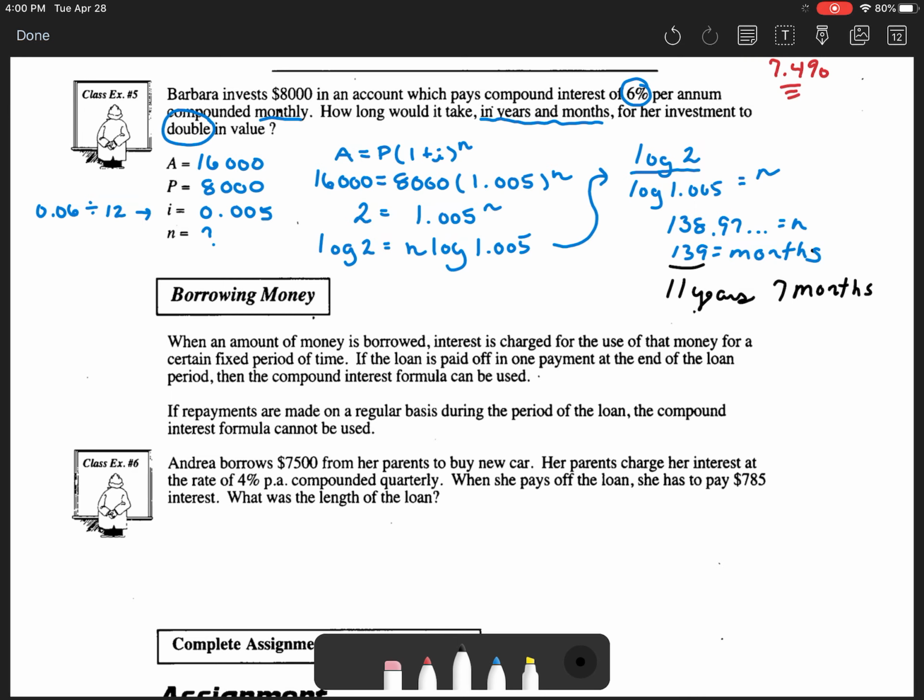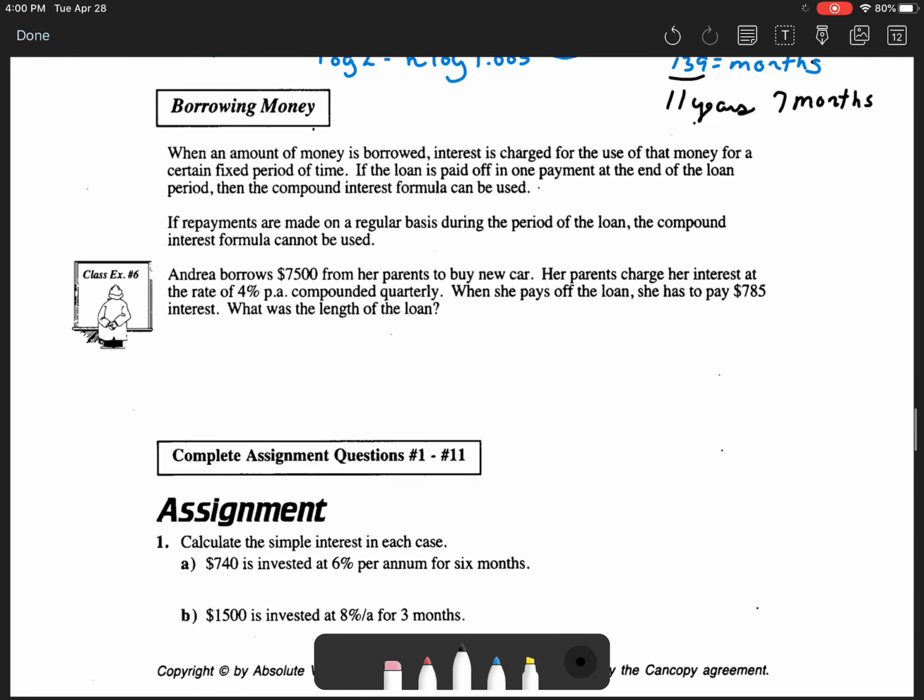So I took the 139, divided it by 12. That gave me 11.58, which means 11 full years, and the 0.58 is the extra 7 months. So 11 years, 7 months it takes for her investment to double.